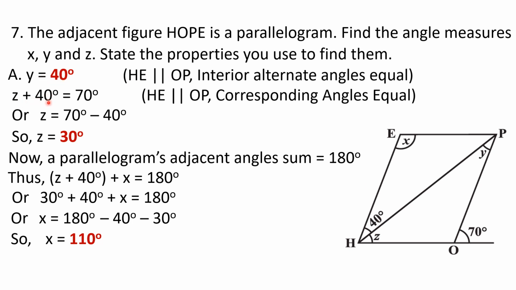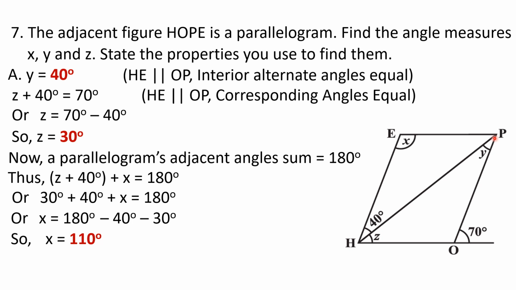Again, z plus 40 degrees is equal to 70 degrees. Why? Again, HE is parallel to OP, which are the opposite sides of the given parallelogram.